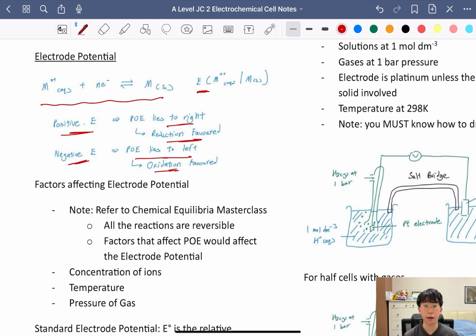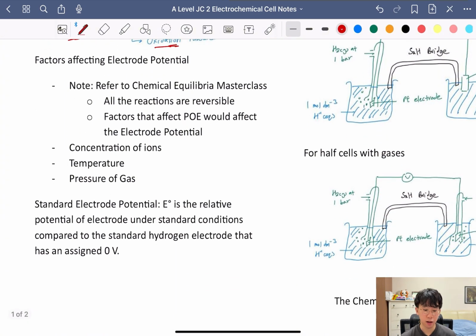Now I can say this confidently, where the position of equilibrium is, because it's very standard practice to write your equations for electrochemistry in the reducing manner from left to right. So you'll see over here that from left to right is actually a reduction, and from right to left it will be oxidation. So because of that, it's very easy to determine the position of equilibrium just from the E value as well.